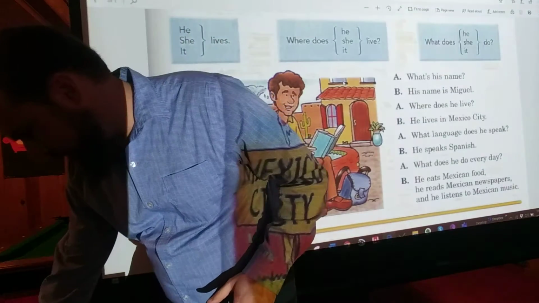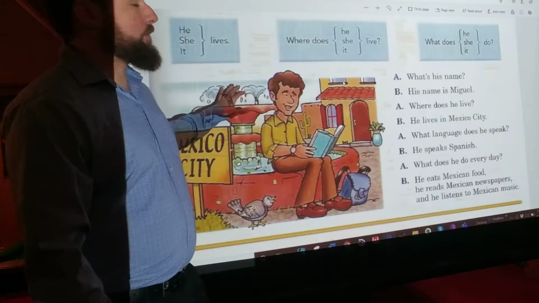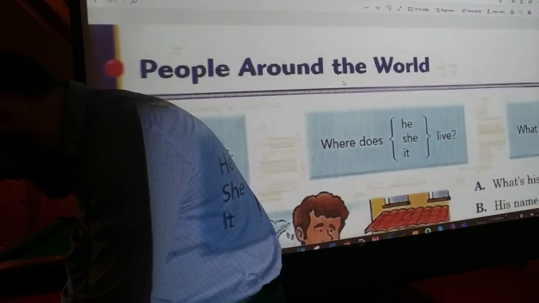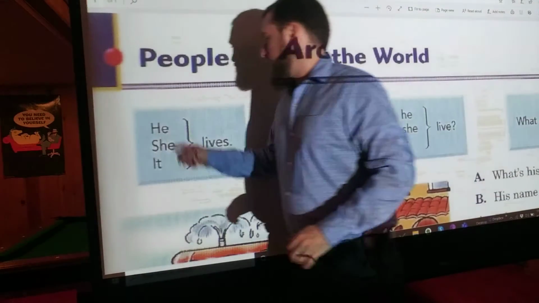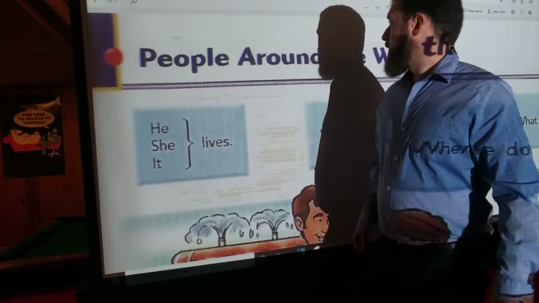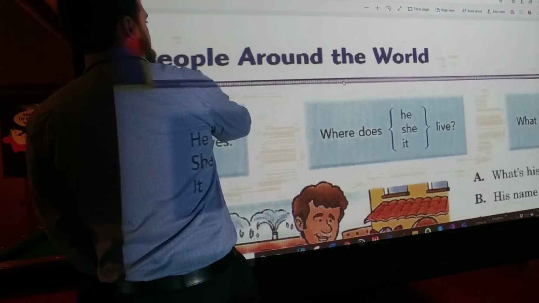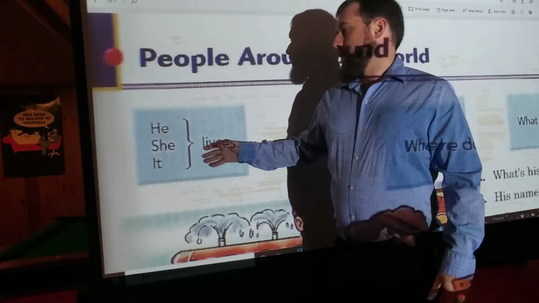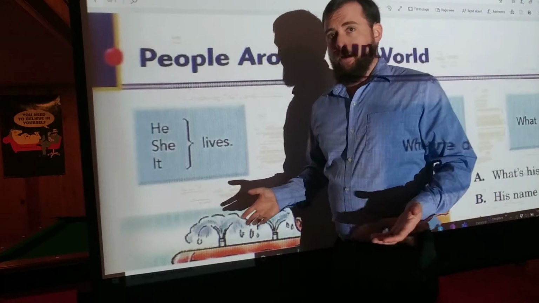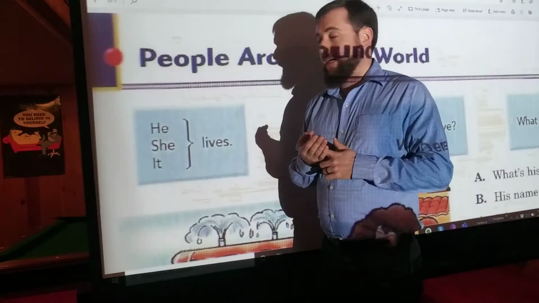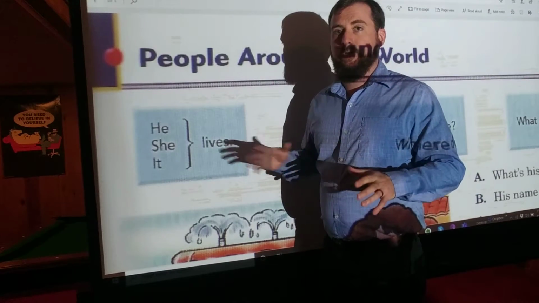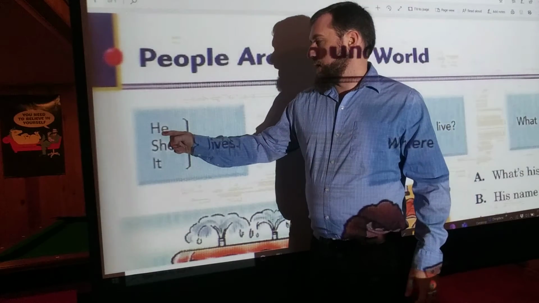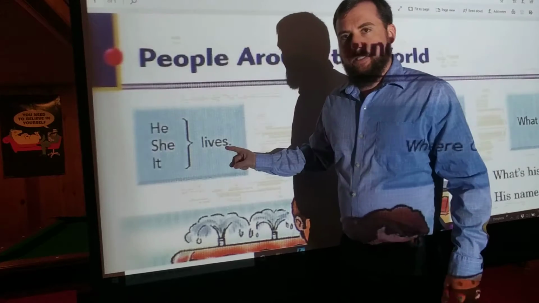You'll notice now we're talking about a very similar exercise, only it's changed to be talking about he, she, and it. Again, talking about people around the world. But this time, as I mentioned last time, we talked about I, you, we, and they, but not he, she, and it. So this time the grammar rule for he, she, and it becomes clear. In the simple present tense, he, she, and it get this S. Can you see the S?